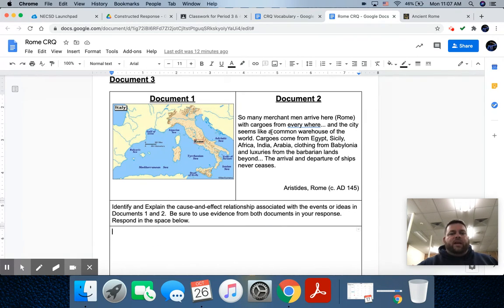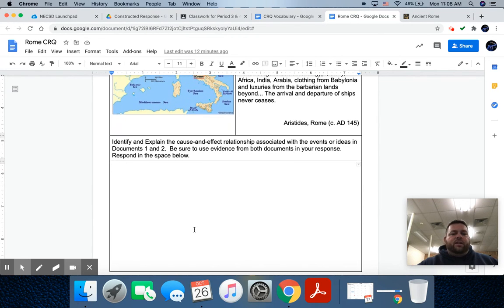So just to recap, this is a CRQ where you get 2 different documents. You get a question on each document individually, and then you get a question that asks you to examine both documents together and discuss either a turning point or a cause and effect relationship or something like that. So that is essentially how you're going to go about answering these questions.